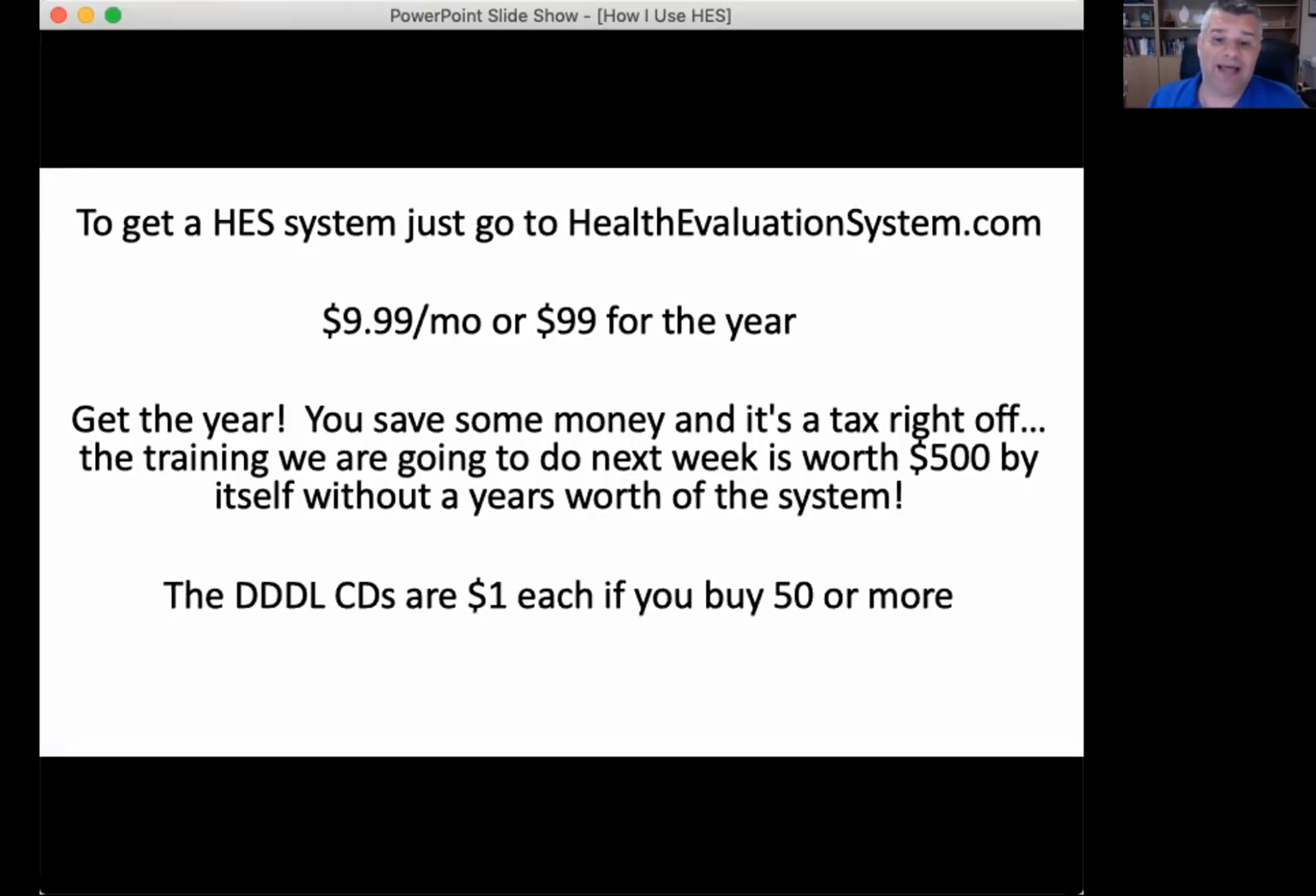The Dead Doctors Don't Lie CDs are $1 each if you buy 50 or more. So just that benefit alone, if you're going to share the CD with 10 people a month, you'll be spending $10 on that alone. And again, people really don't have CD players anymore. And I told you that I wasn't sending out 10 CDs a month. I was doing 4,000 a month. So you've got to take massive action here. For $9.99 a month, it's the best value in the world.